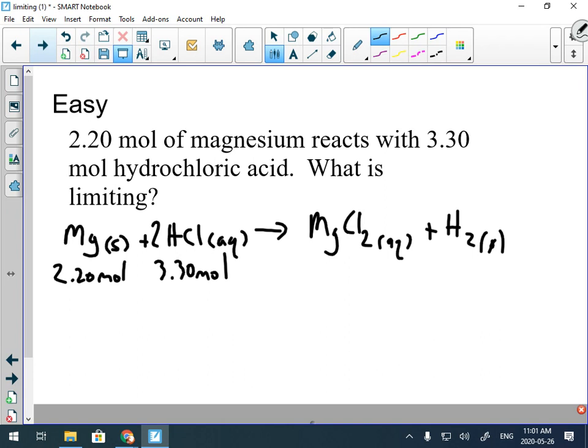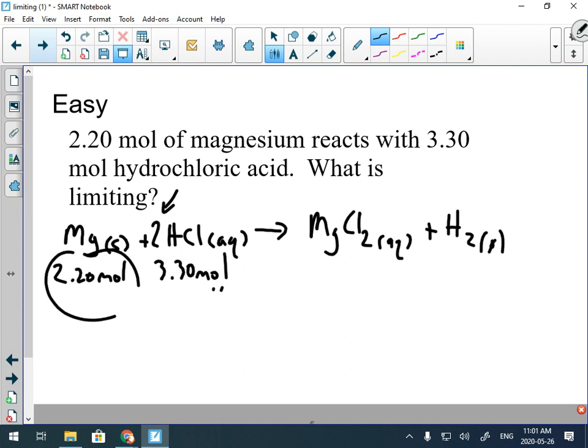Now, it looks like magnesium right off the bat is the limiting reagent. It's the smallest number. But remember, when we balance this reaction, we need twice the amount of hydrochloric acid. So one way you can do that is to say, if I used all of my magnesium, how many moles of hydrochloric acid would I need? Well, I would need twice the amount: 4.40 moles of hydrochloric acid. And do you have 4.4 moles of hydrochloric acid? No, you only have 3.3 moles.